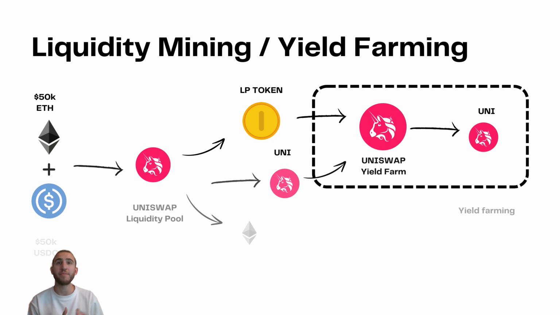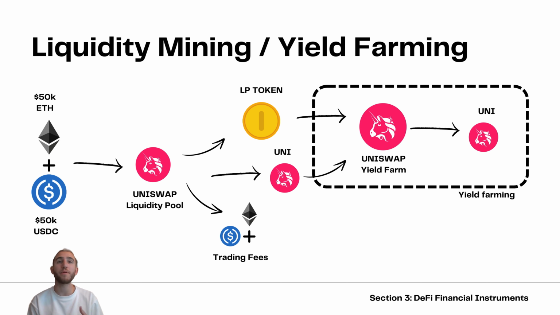Here's another diagram demonstrating how liquidity pools work, but coming at it from a lender's perspective. So say you allocate 100 grand to a liquidity pool on Uniswap, specifically the ETH USDC trading pair. That would require you to deposit 50k worth of ETH and USDC each. This action provides liquidity to the pool, enabling smoother trading activities on the platform.